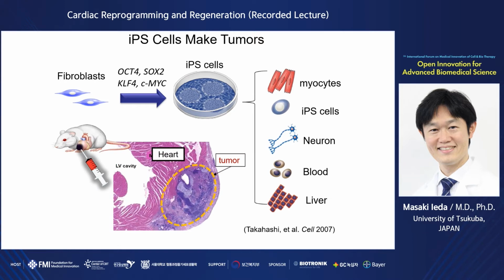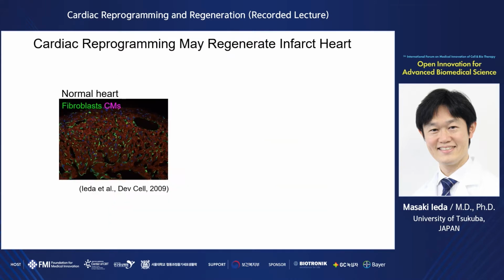However, there is a risk of tumor formation if you transplant immature pluripotent stem cells in the heart, as you can see in the lower panel. So we have to be careful to inject cardiomyocytes and stem cells into the heart.